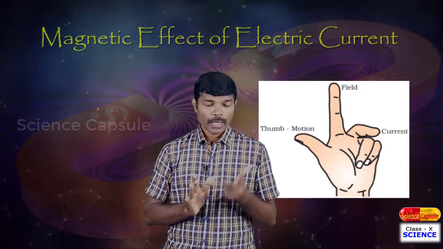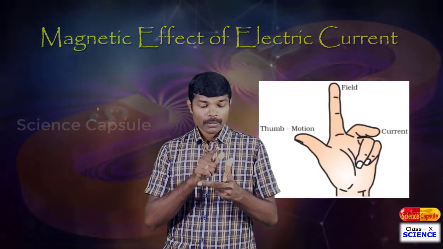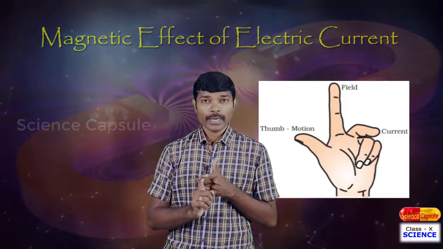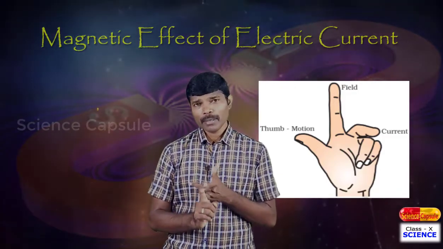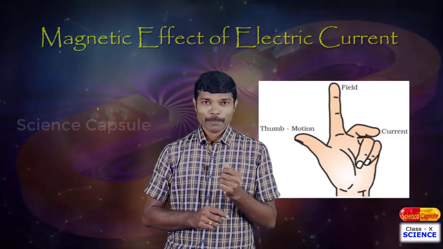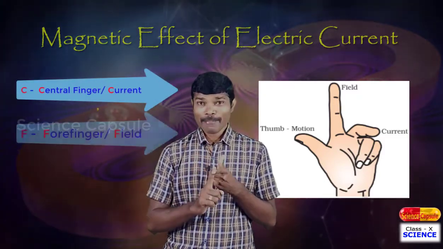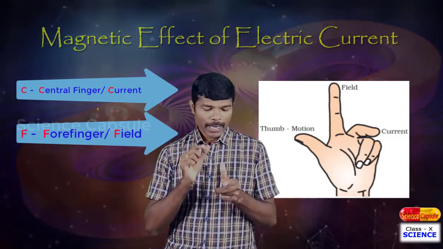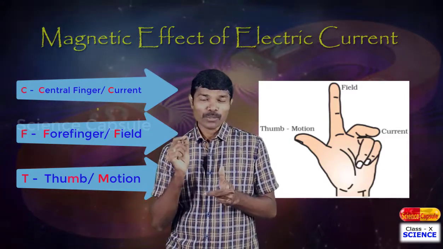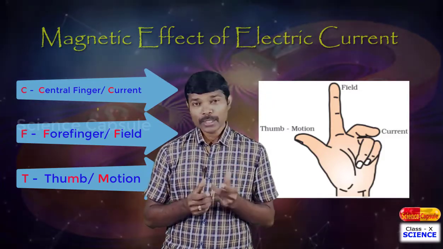Now to understand this, each finger is related to some quantity. Here the thumb indicates motion, the central finger indicates the current, and the forefinger indicates the magnetic field. How can we remember? Does that have to be memorized? No, it is a very big task. Now to understand that, what you need to do is: C, central finger, C for current; forefinger, F for field, that is magnetic field; and thumb, in thumb you can see M is focused, right? So M means motion. In this way you can remember the short code of this. By knowing this you can easily find the direction.